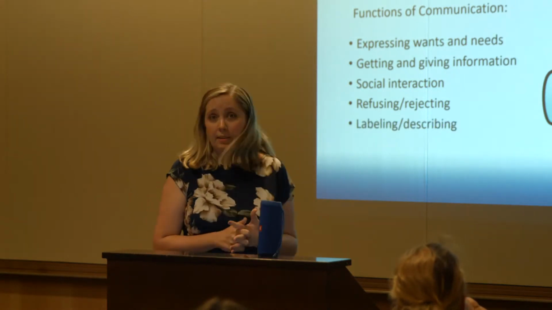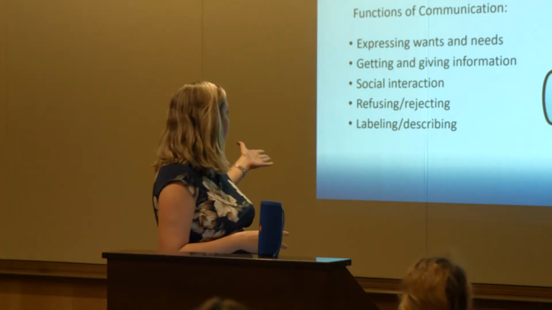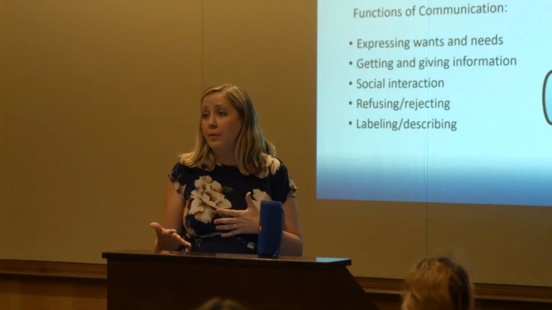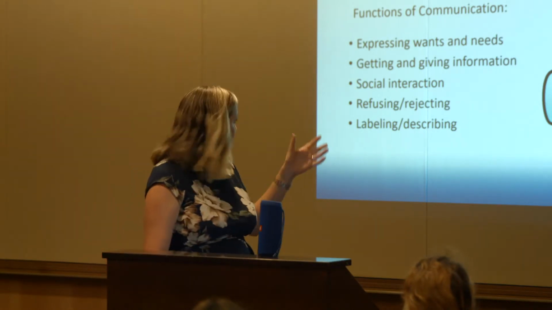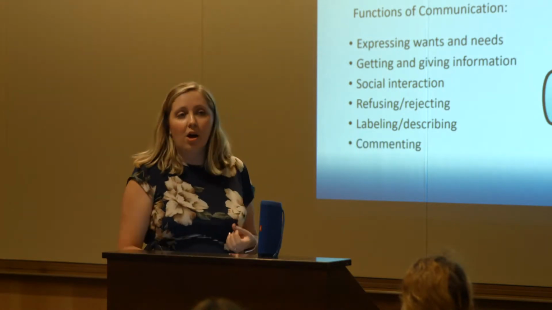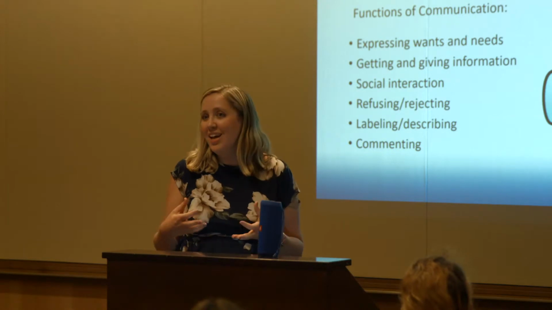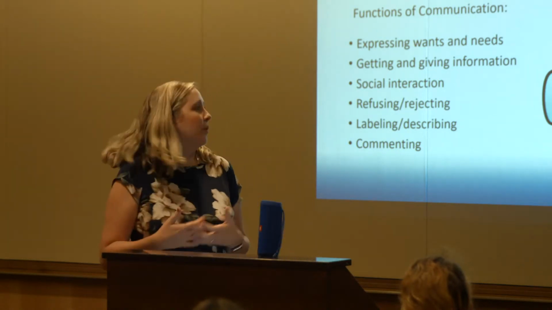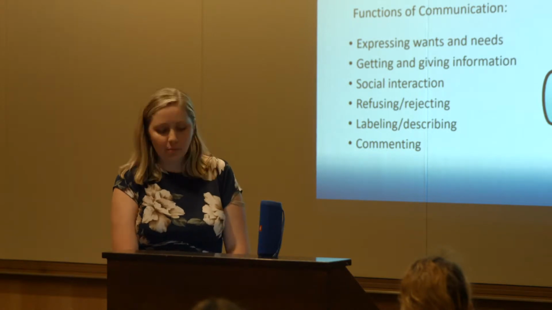Labeling and describing, similarly, we need to know what it is individuals want as soon as possible. There's safety things involved, wanting to know if something happened to them, how it happened, where it happened. So that's part and parcel of getting and giving information. And then commenting as well. So knowing what it is that someone likes, what they dislike, part of our social interaction. We'd like to give each other our thoughts and our ideas, so allowing for that in our individual systems.